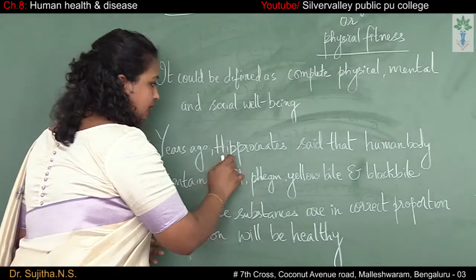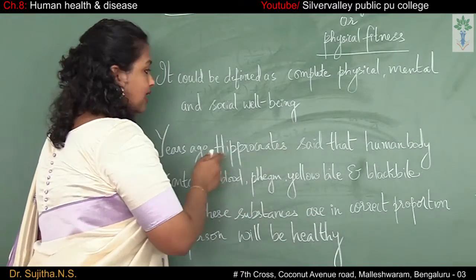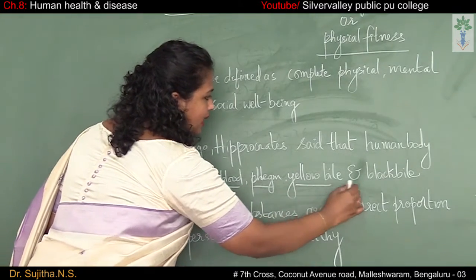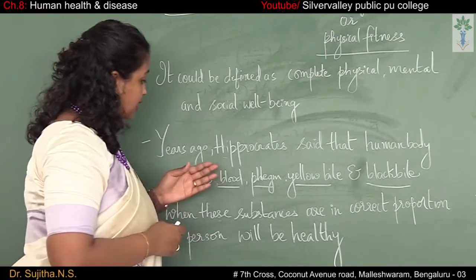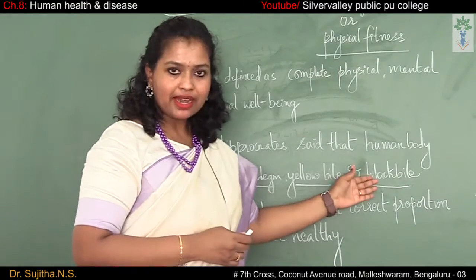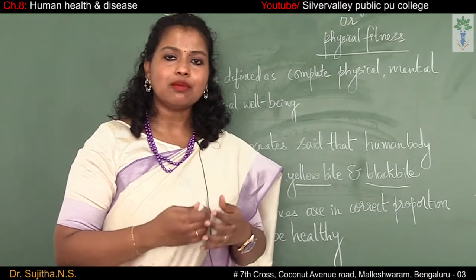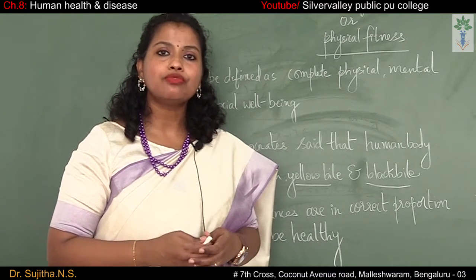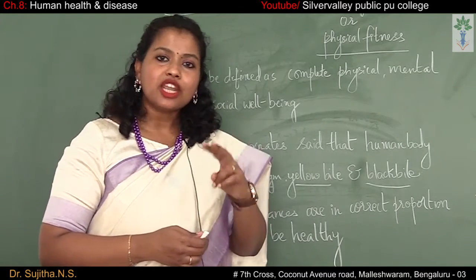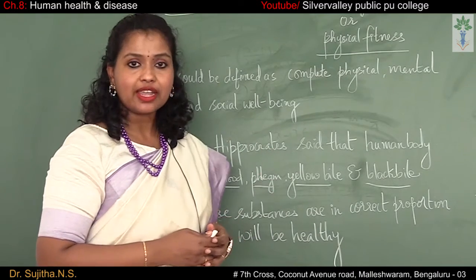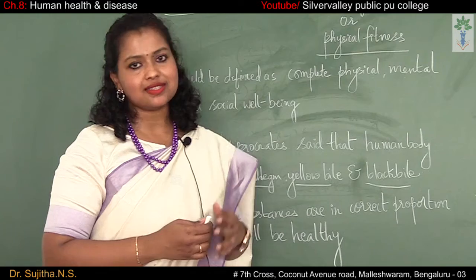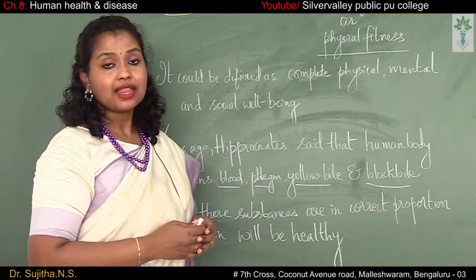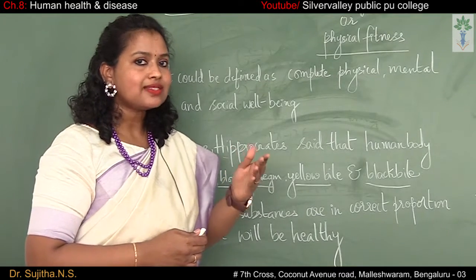Years ago, Hippocrates said that health, in case of the human body, it contains blood, phlegm, yellow bile and black bile. Now, these are the body fluids which are present in the body of an individual, and this is called body humor. Humor means fluid. If there is any variation in the proportion of these fluids in the body, then it will result in diseases. If the proportion of all these body fluids is correct, then the person is called a healthy individual.